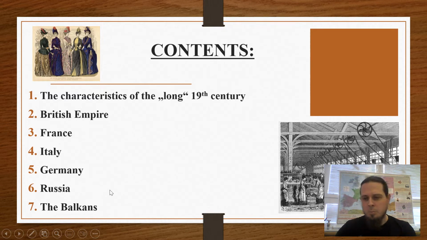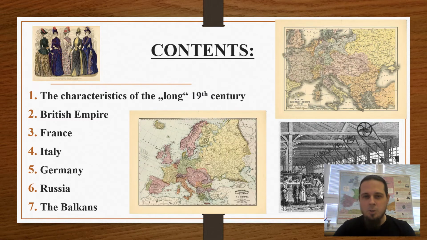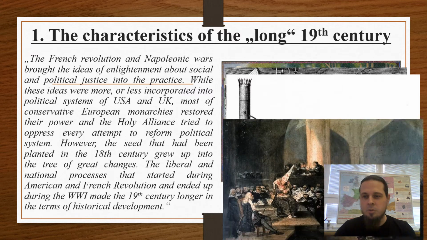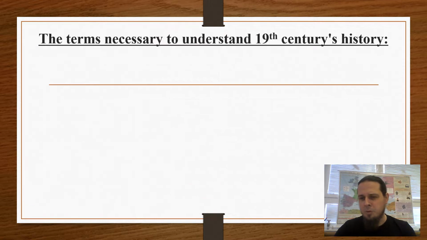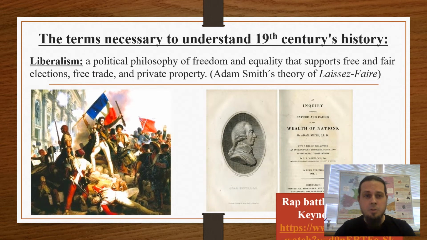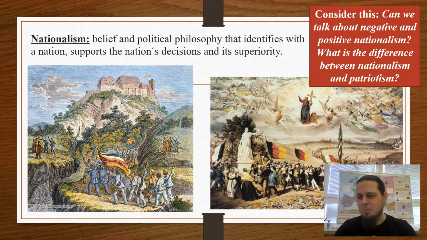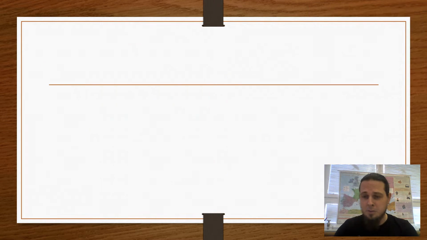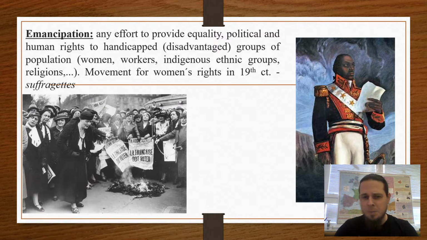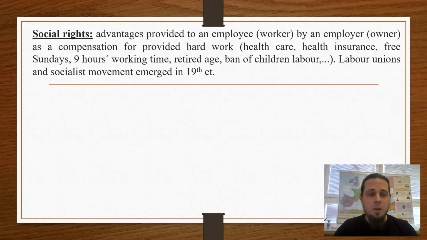Later on, Russia and the Balkans are already uploaded on YouTube, so you may watch them. Very briefly, through the contents, we went through the characteristics, including a couple of interesting phenomena, and of course the terms that you need to know, including liberalism and nationalism, with some interesting questions to ask. My students know that apart from the test, they will need to write down or respond to a couple of questions I give them further on.